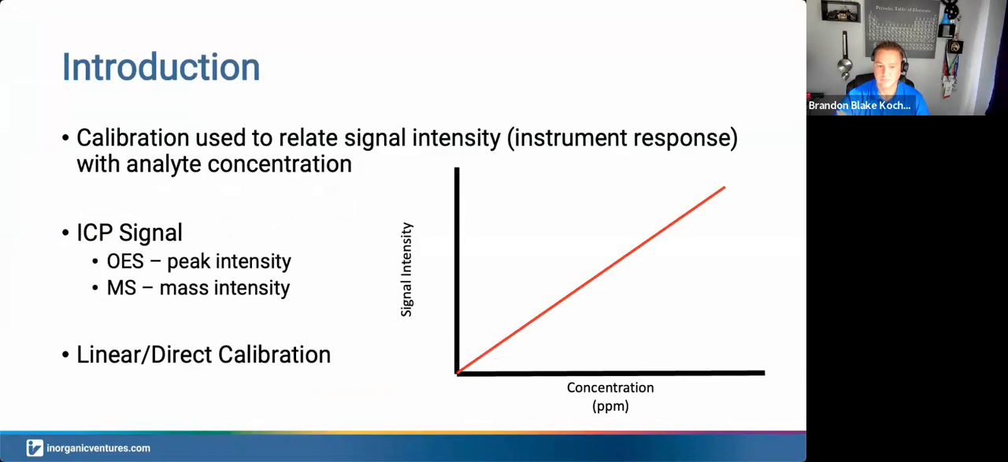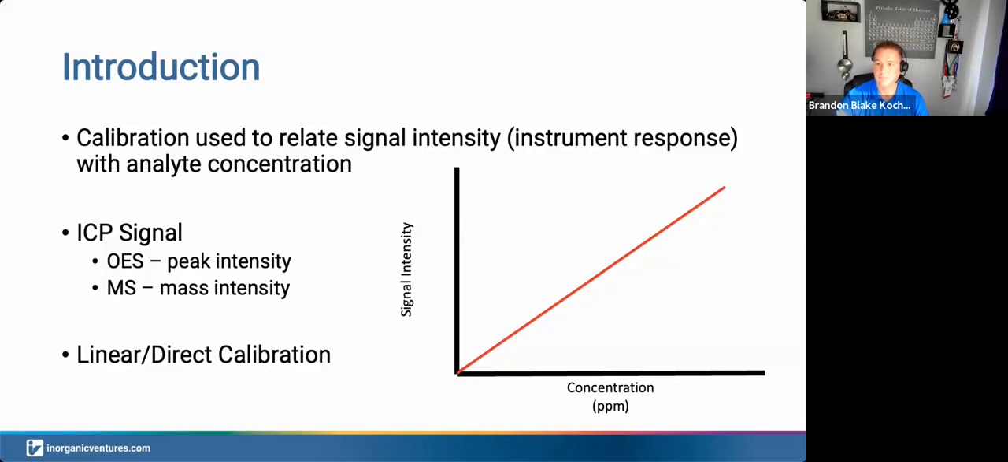In general, calibration is used to relate a response from the instrument to a parameter of interest. Usually this is establishing a relationship between the signal intensity and concentration. For ICP, the signal is a peak intensity at a particular wavelength for OES, or a mass intensity at a given mass to charge ratio, or m/z ratio, for mass spec. This relationship is established by introducing a solution of known concentration, or what we call a standard, into the instrument and plotting the instrument's response as a function of concentration.